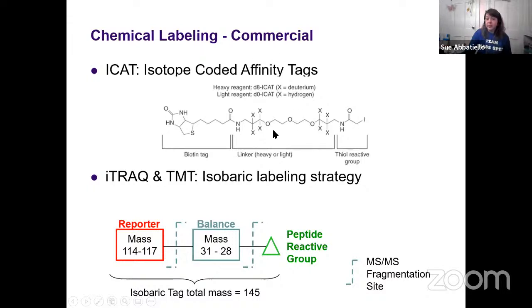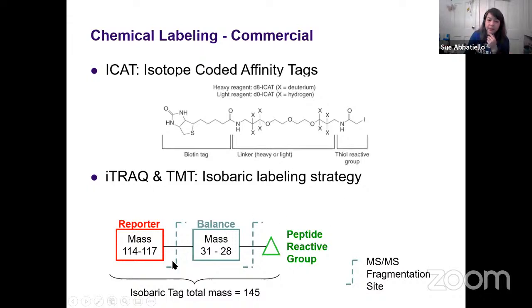So on the top here, you would see a doublet, much like SILAC in the MS1 signal. You would see light and heavy. Down here at the bottom, iTRAQ and TMT differ because once a peptide is labeled from across your samples, it'll have the same intact mass. And so the fragmentation is what allows quantification in the MS2 space.